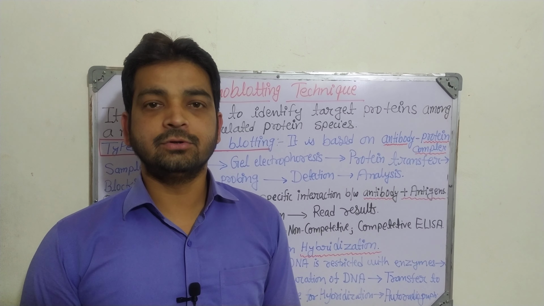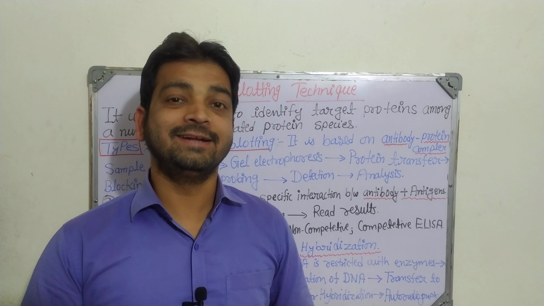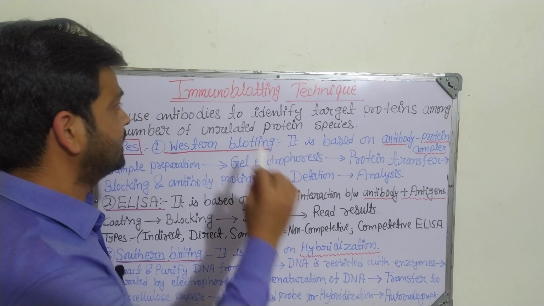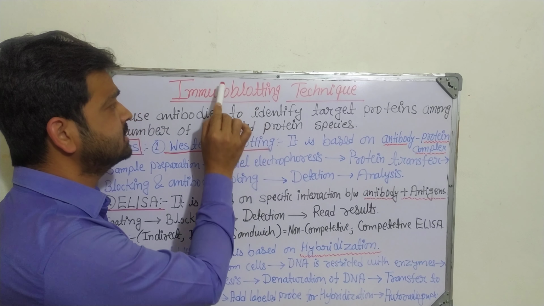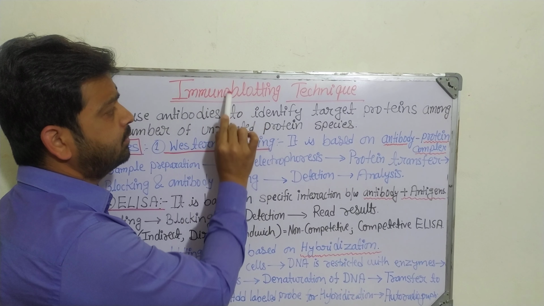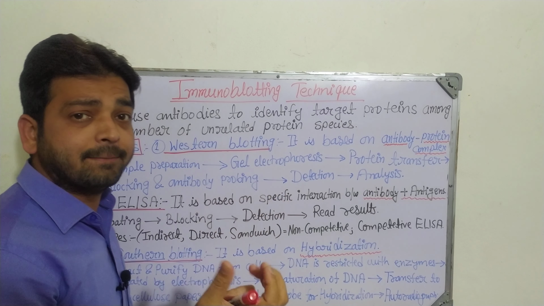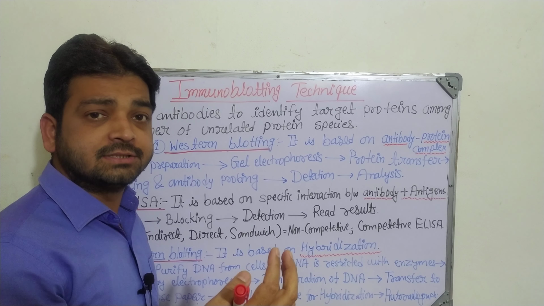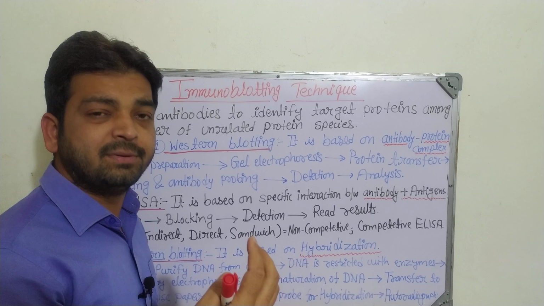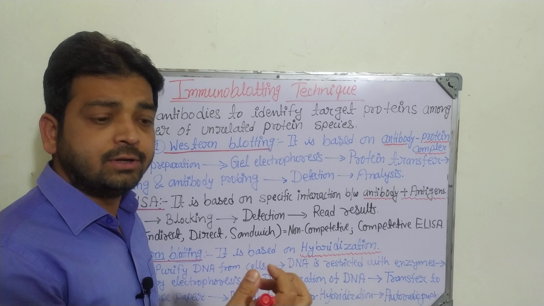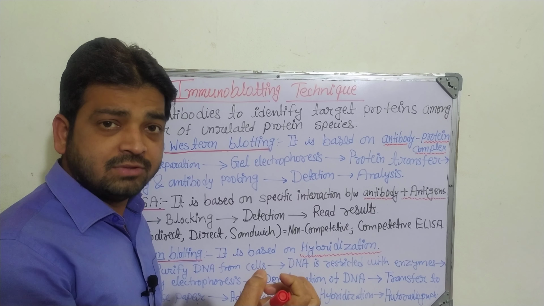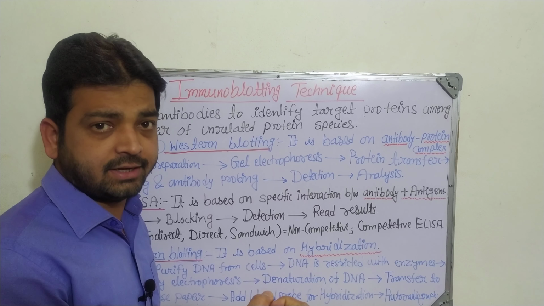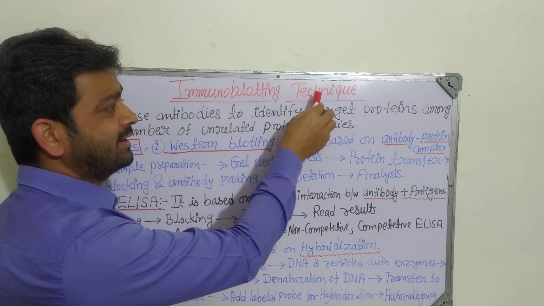Hello students, now we are going to discuss immunoblotting techniques. As the name indicates, immunoblotting means blotting that is going to absorb or adsorb particular biological materials. It may be DNA, protein, or any antigens that we absorb from the sample and then detect. That's why it is called the immunoblotting technique.